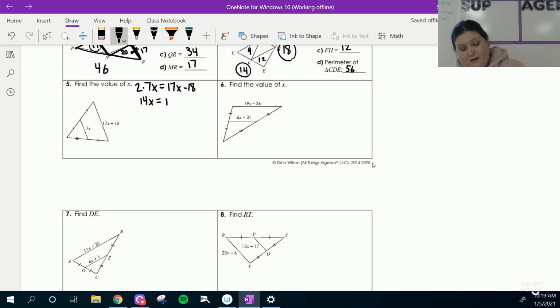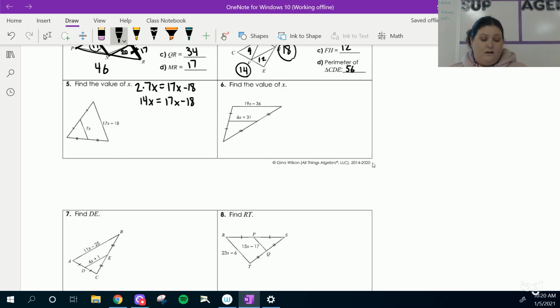Now on these problems, on your paper, they don't have all the work shown, and I did that to get rid of some of the confusion. I'm going to show every step and everything that I do on my videos, whereas what's written on your packet does not show every single little thing.